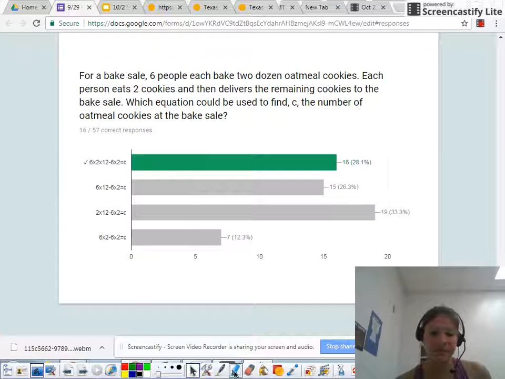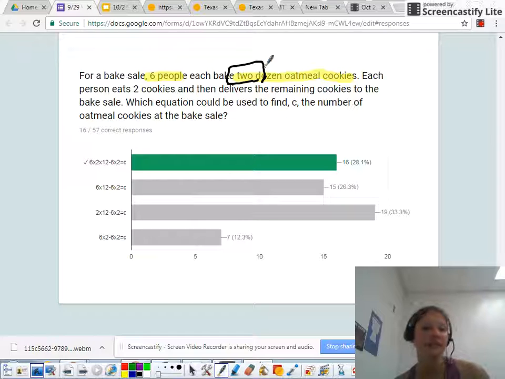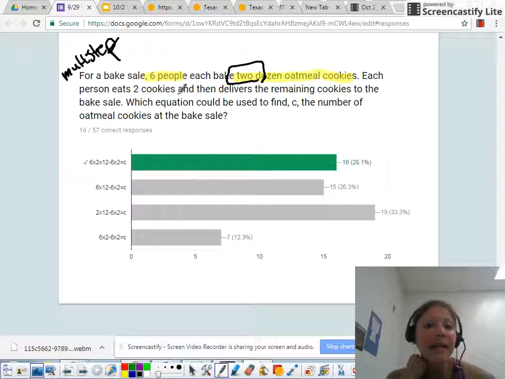All right. At a bake sale, 6 people each sold 2 dozen oatmeal cookies. How many dozens? 2 dozen. You have to read this one very closely, and I should have written multi-step in front of it. But I guess I didn't because it was a PEMDAS. Each person eats 2 cookies and then delivers the remaining cookies to a bake sale. Which equation could be used to find C, the number of oatmeal cookies at the bake sale?